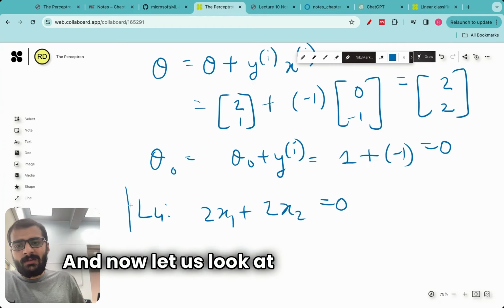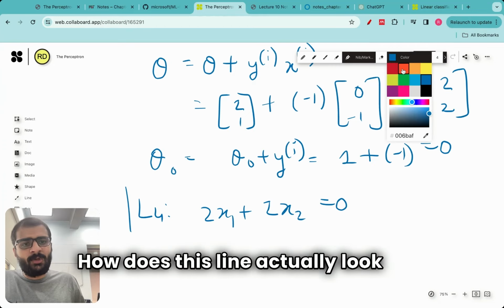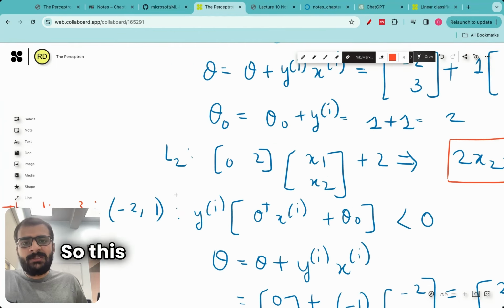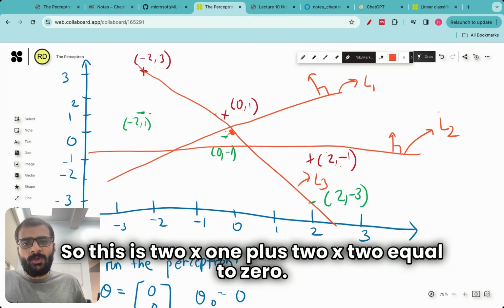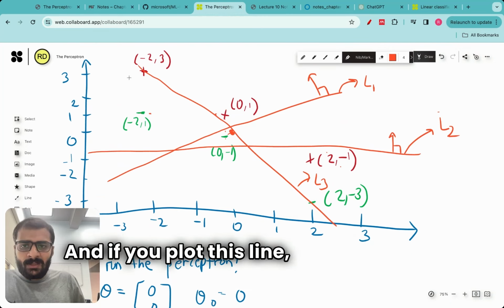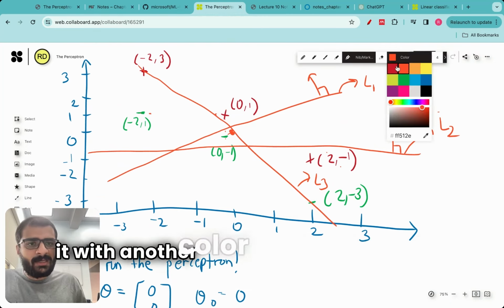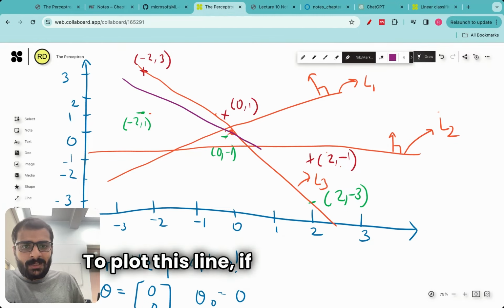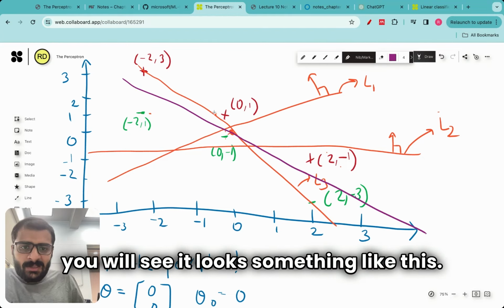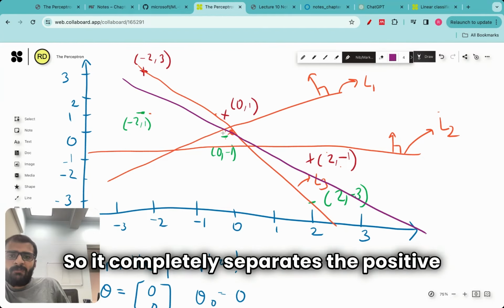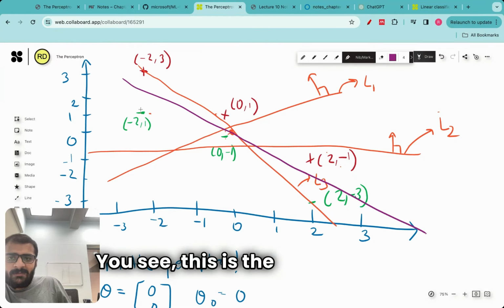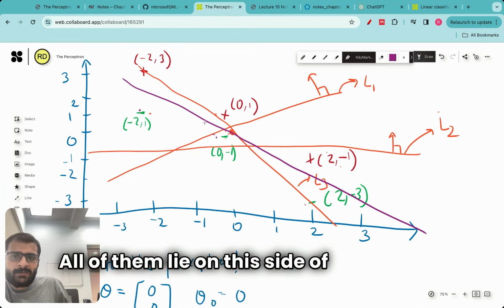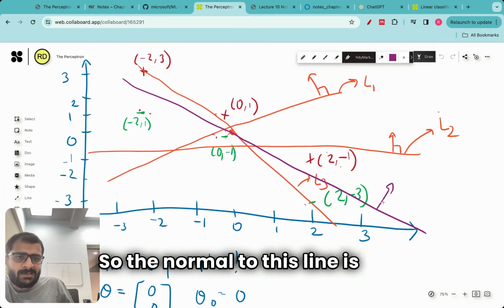And now let us look at plotting this line. How does this line actually look like? So this is 2x1 plus 2x2 equal to 0. And if you plot this line, let me actually plot it with another color just to show you the difference. If you plot this line, you will see it looks something like this. So it completely separates the positive points from the negative points. You see, this is the first negative point, second negative point, third negative point. All of them lie on this side of the normal. So the normal to this line is this.